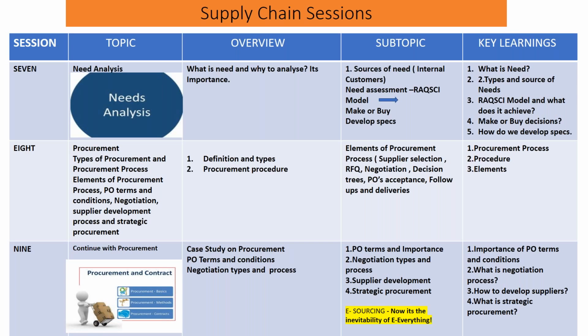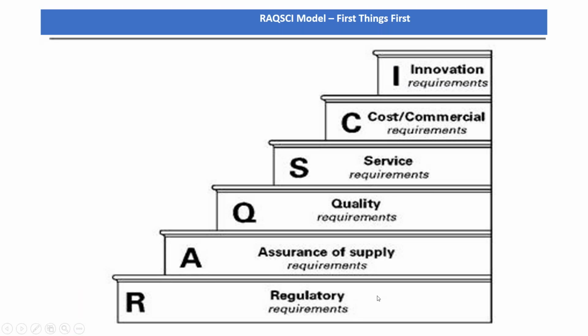Now, session 7 will be need analysis. Why need arises? And then we will have this RAQ SCI model. This is nothing but first things first. First, you have to address regulatory requirements. Government needs what? You cannot import alcohol, so you cannot. So regulatory requirements will have to be met. Assurance, I'm not talking of India. Alcohol you can, I think, import, yes. Assurance of supply requirements, then quality comes next, then service. Suppose these parameters are satisfied stage by stage, that's why it is called the RAQ SCI model. Then you have to devise your supply chain.